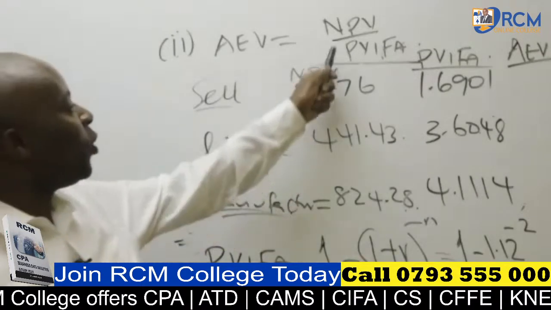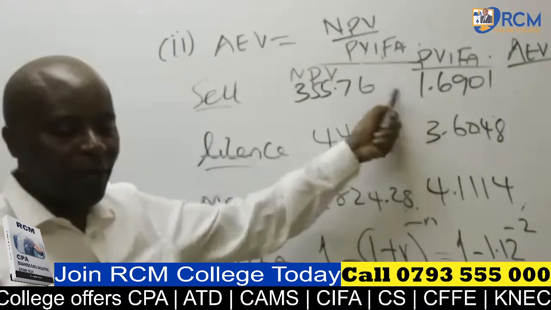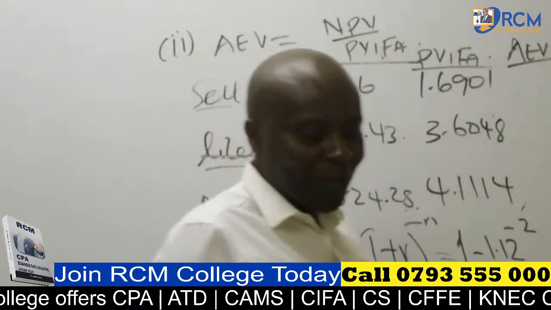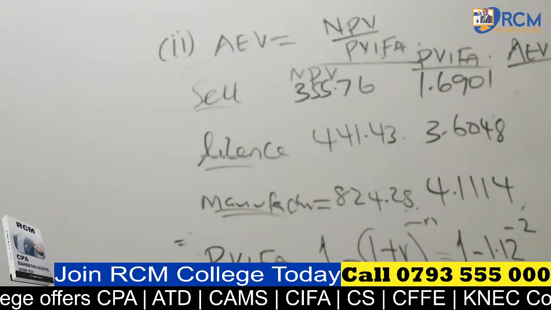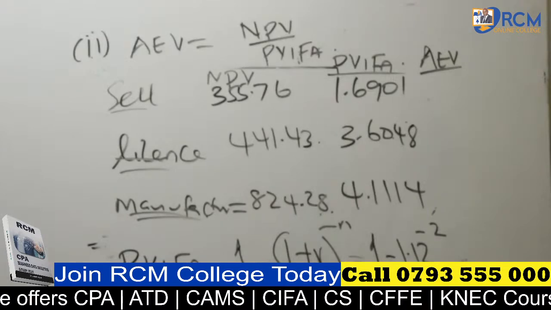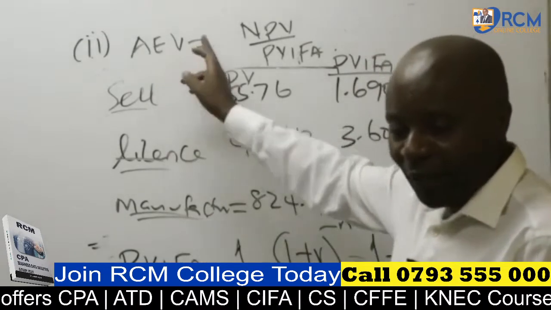So AEV, you look at this formula. We are taking the net present value that we have here divided by PVFA. Net present value divided by PVFA. Abracadabra. Look at the formula of getting annuity equivalent value.